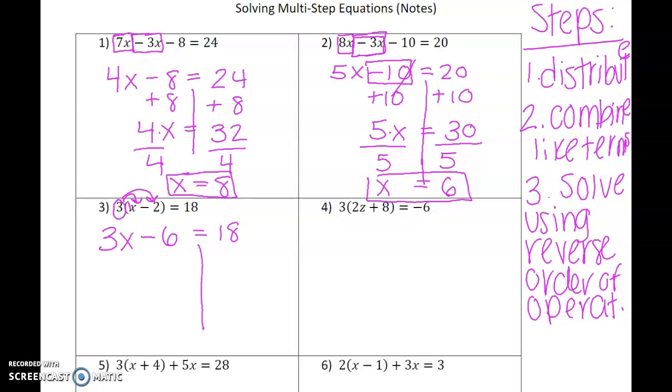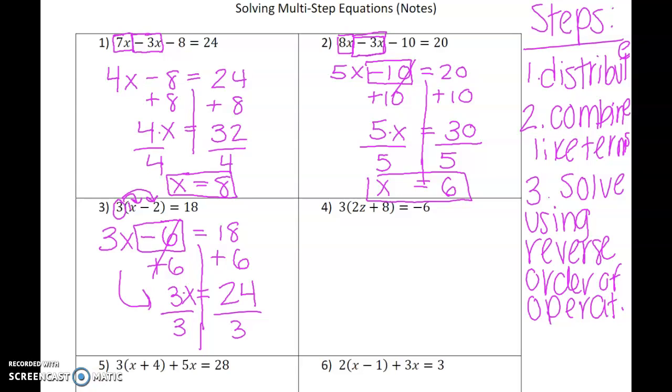And I'm going to solve like before. So first I have to undo addition and subtraction. So to get rid of this negative 6, I'm going to add 6 to both sides. I'm going to do the opposite. And then over here I have 3x equals 18 plus 6 is 24. Now I'm going to get rid of the 3 that's attached to x by doing the opposite of multiplication, which is, you got it, division. So I'm going to divide by 3 on both sides, and I get x equals 8.